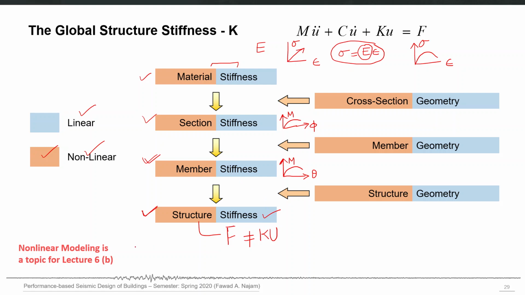So we will have a separate lecture on non-linear modeling of a structure, but for this lecture we will not discuss this non-linear modeling. So we will only discuss a structure which will follow F is equal to Ku in this lecture. But you should keep in mind that at any level we can make a structure non-linear. We can make a structure non-linear at material level or a cross-section level or at member level.